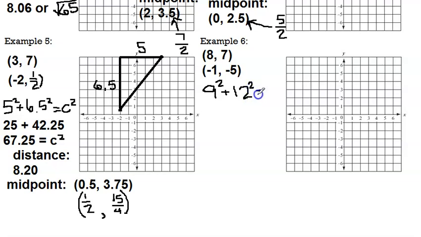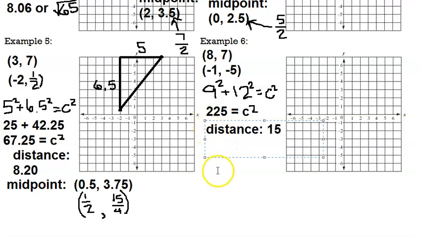So we're going to set it up. 9 squared plus 12 squared equals c squared. This one without any coordinate plane, I wanted to make it a little bit easier. So you start adding it up. You find out you get 225. And then it turns out 225 is actually a perfect square. So it turns out the distance between these 2 points is 15.